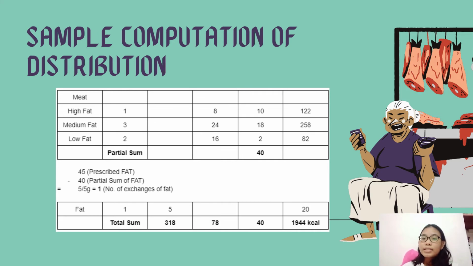With that, the total summation of everything consists of 318 grams of carbohydrates, 78 grams of protein, 40 grams of fats, and 1,944 kilocalories of energy.